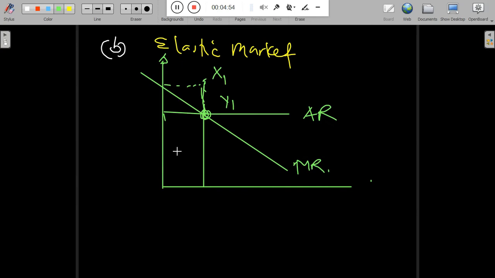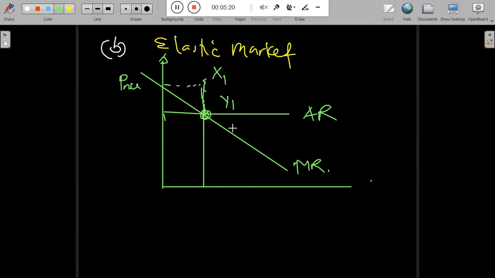Part B is what we call the elastic market demand, where we observe the marginal revenue and the average revenue. This is where the marginal revenue cuts the marginal cost, which is where the maximum output occurs. At this level, as you can observe in the elastic market demand, any change in the price leads to a greater change in the quantity demanded.